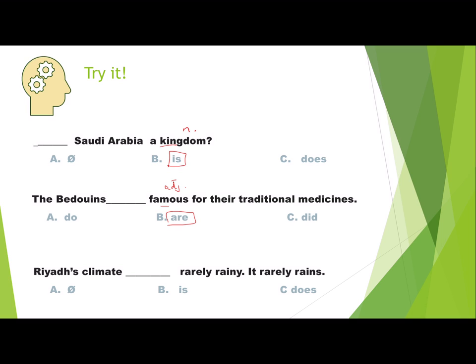Riyadh's climate is rarely rainy. It's describing a quality. It's describing Riyadh's climate. It rarely rains. Notice, rainy is an adjective. It's why we need the be verb. Rains is a verb.